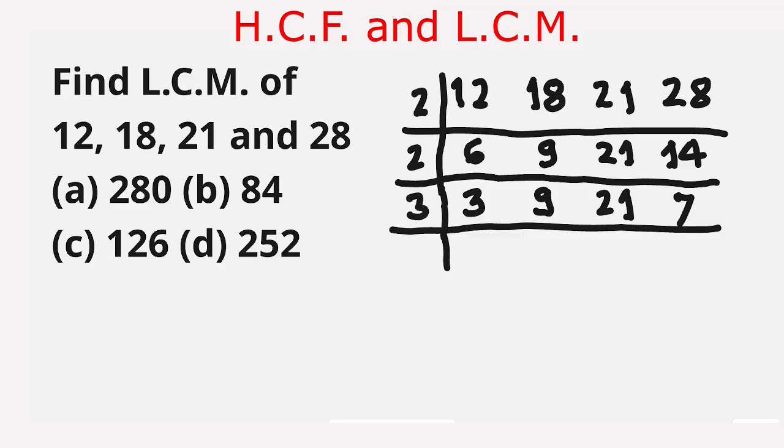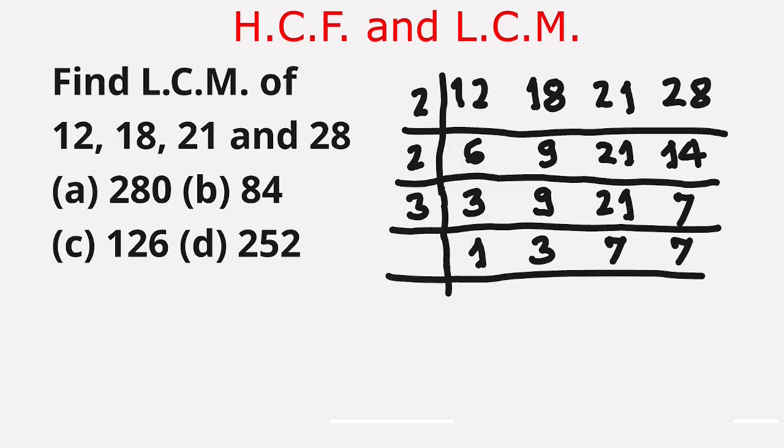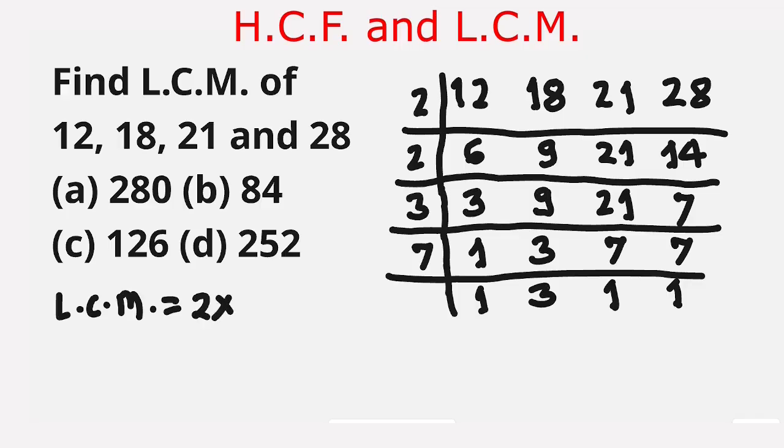by 3. 3 divides 3 for one time, 9 for 3 times and 21 for 7 times, and we carry 7 as it is. Now there are 2 numbers divisible by 7. We write 1 as it is, 3 as it is, 7 divides 7 for one time and 7 divides 7 for one time. Now our LCM is 2 multiplied by 2 multiplied by 3 multiplied by 7 multiplied by 3.